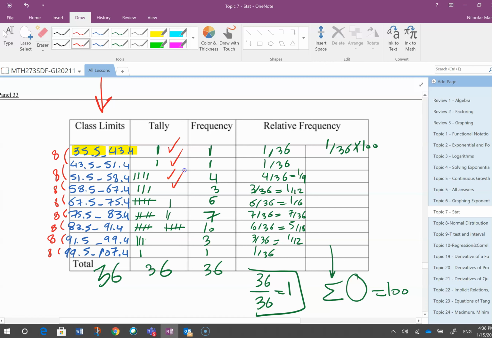1, 1, 4, 3, 6, 7, 10, 3, and 1. See, I can count it very fast because I group them 5 by 5. Frequency is how many I have from each part. Relative frequency is the number divided by total number. And percent relative frequency means you multiply by 100.